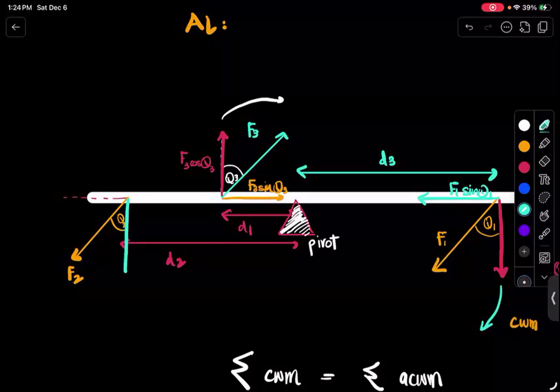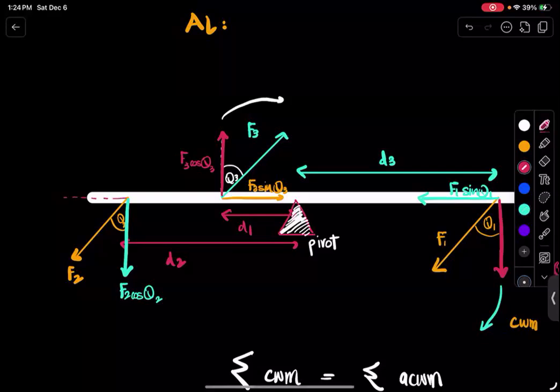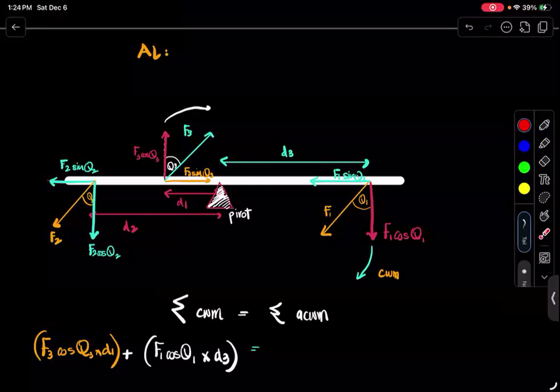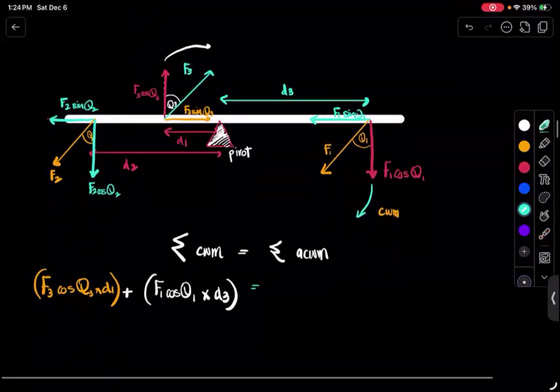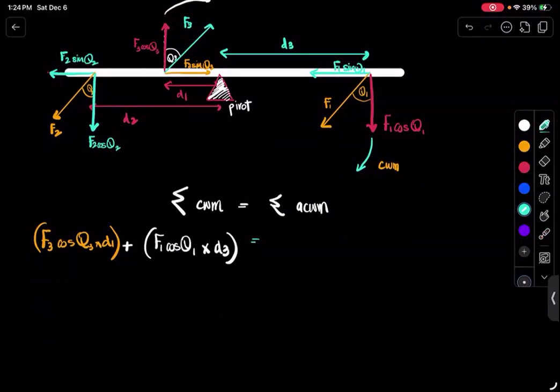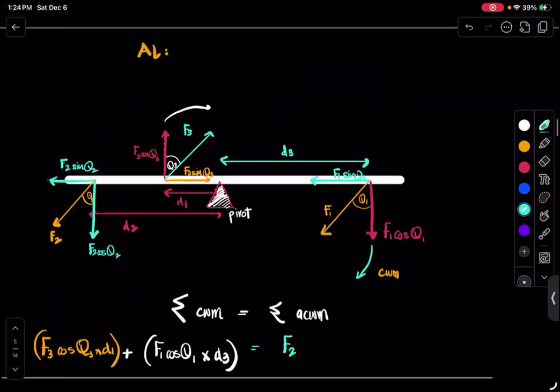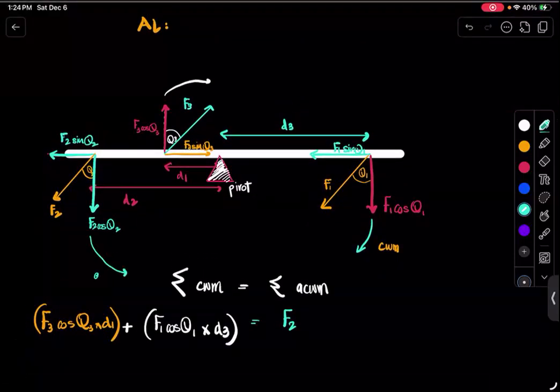It's going to have a component of F2 in this direction, and this is going to be what? Because it's with the angle, that means it's going to be F2 cos theta 2. Whereas it's also going to have a horizontal component in this direction. So this is going to be F2 sine theta 2. But that's not going to contribute to the moment at all, because it is parallel to the distance with the pivot. So the only anti-clockwise moment we have is F2, because this is going to make the ruler turn in an anti-clockwise direction.